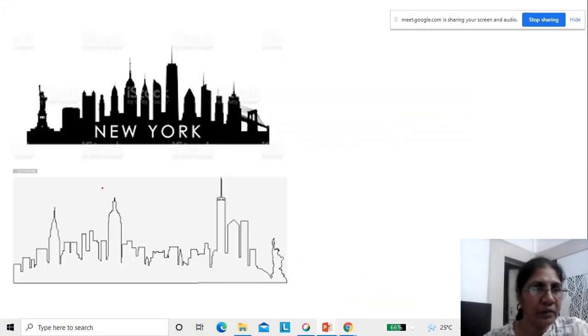Let's take a look at the silhouette of New York. New York is famous as the city of skyscrapers. So plenty of skyscrapers you can see in the city of New York. How can you identify by this? What is this? All of us know. Come on.